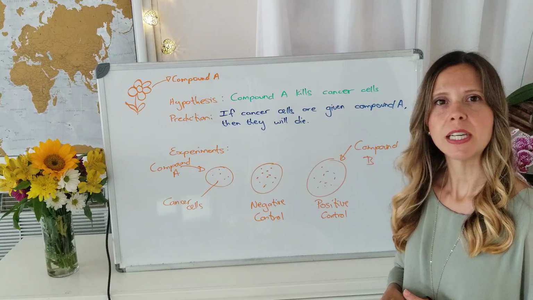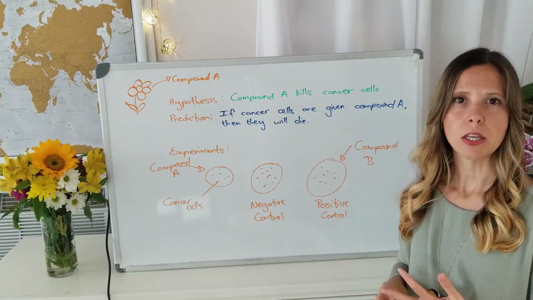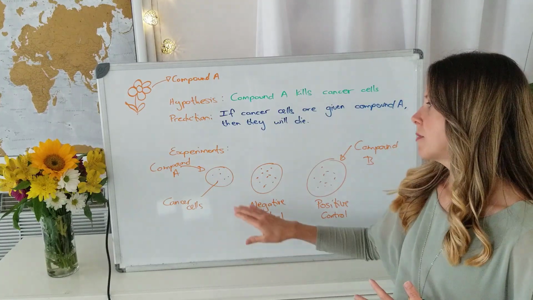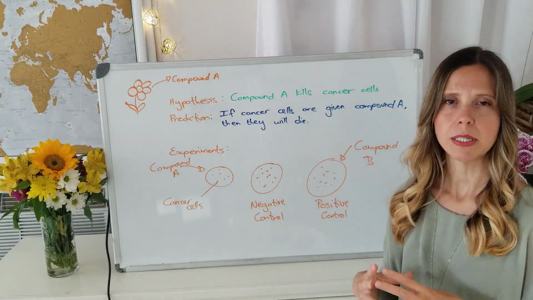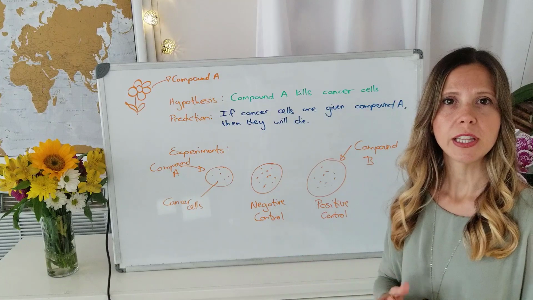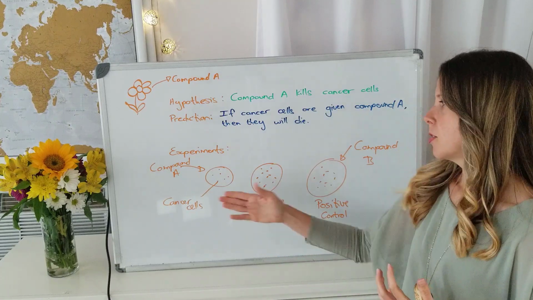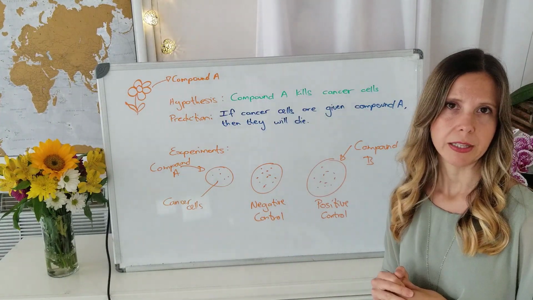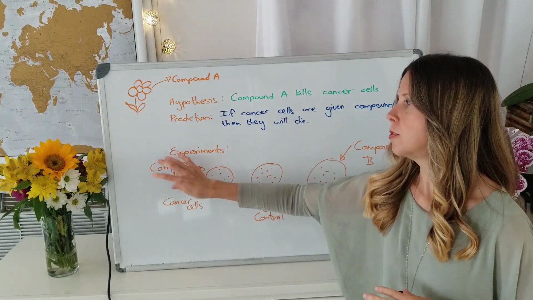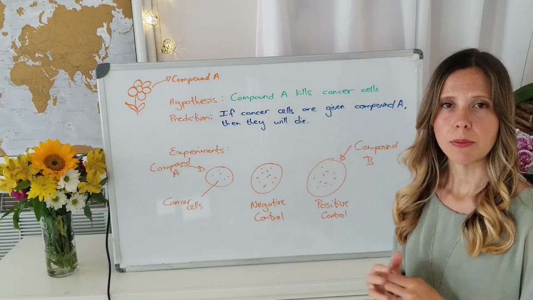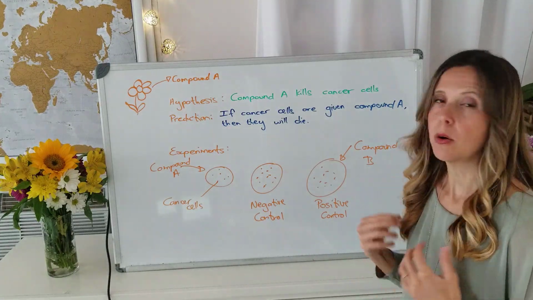This would mean you'd have to keep the same incubation time, incubation temperature. You would have to start off with the same number of cancer cells. You would have to grow them in the same kind of dish. Make sure you feed them the same kind of nutrients so that everything else is exactly the same. This way, when you get your results back, you know that they're due to compound A and not due to something else, such as temperature or time.